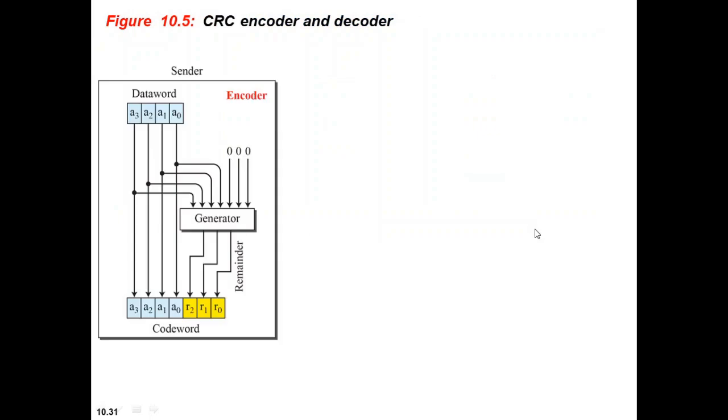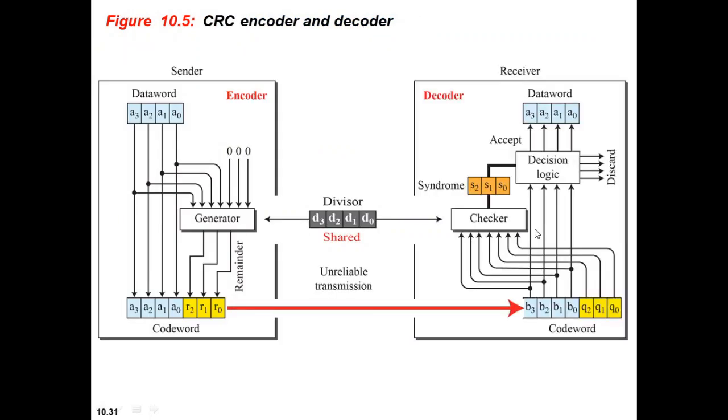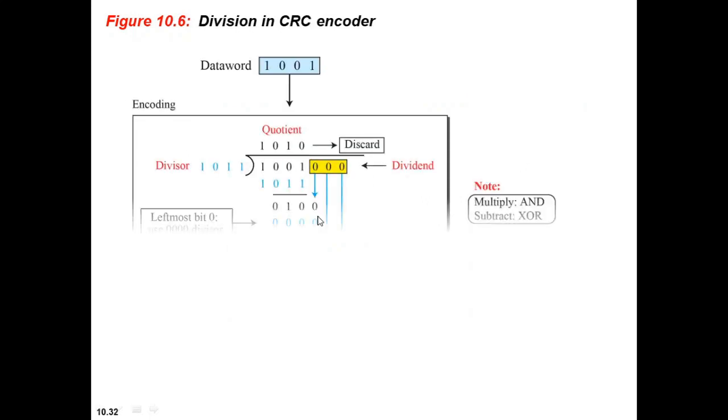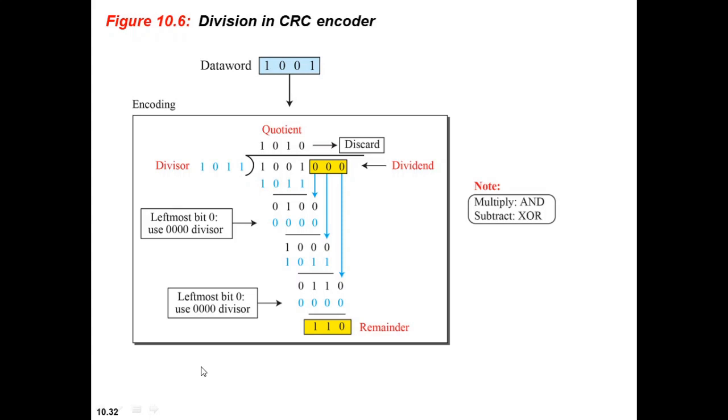1011. Without the divisor we cannot arrive at this. That's why the divisor has been given. So you will work out this. So 1011 is your divisor.